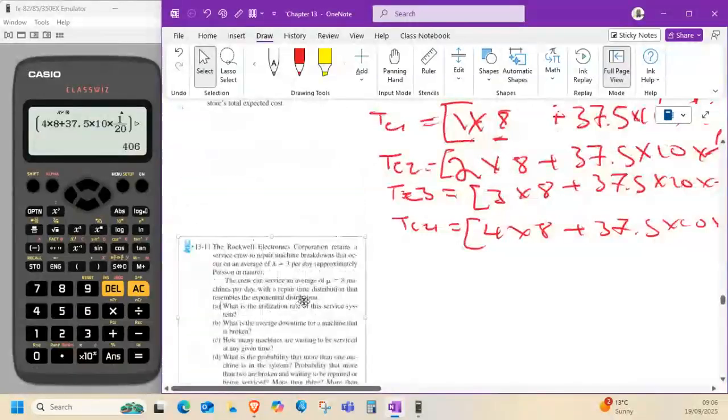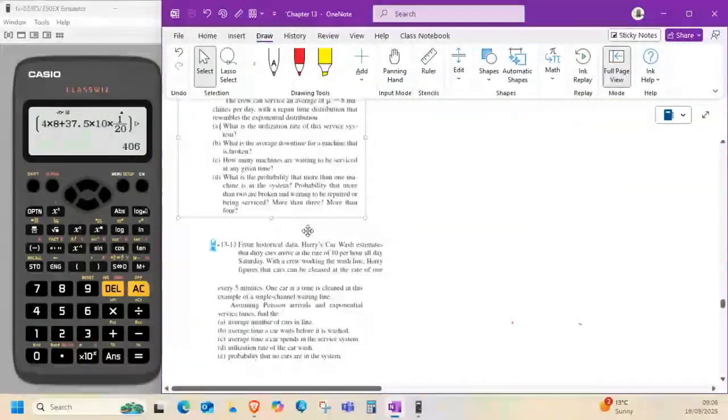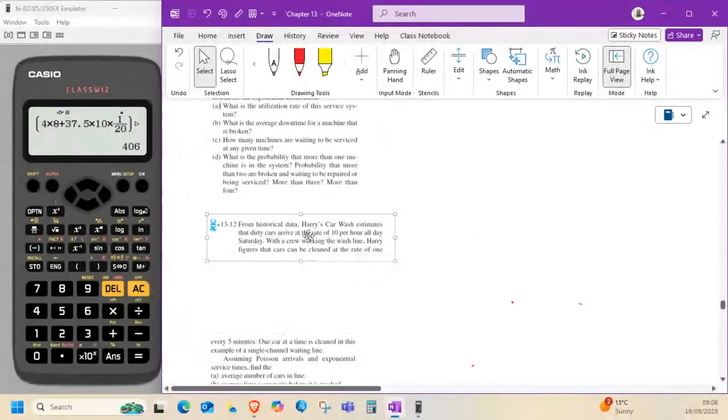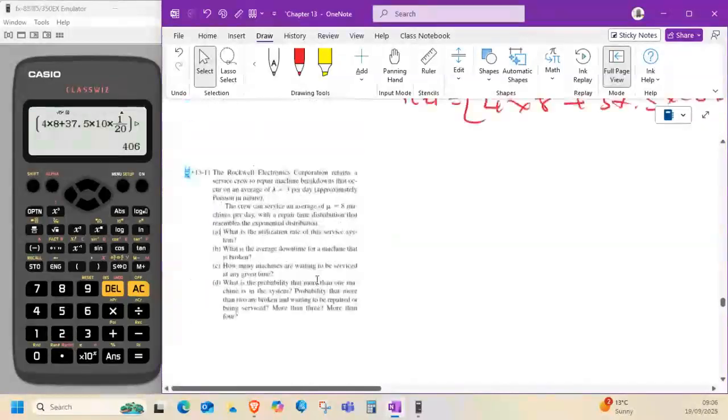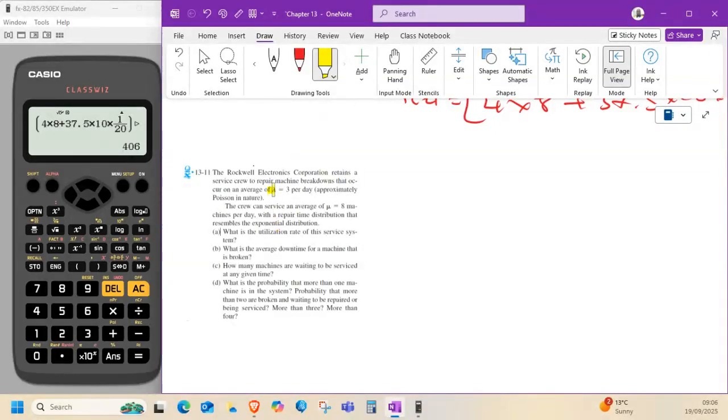Now we move right along. The Rock Electronics Corporation retains a service crew to repair machine breakdowns that occur on an average of 3 per day, and then the crew can service an average of 8 machines per day with a repair time that resembles the distribution. Okay, what is the utilization rate of the service time?